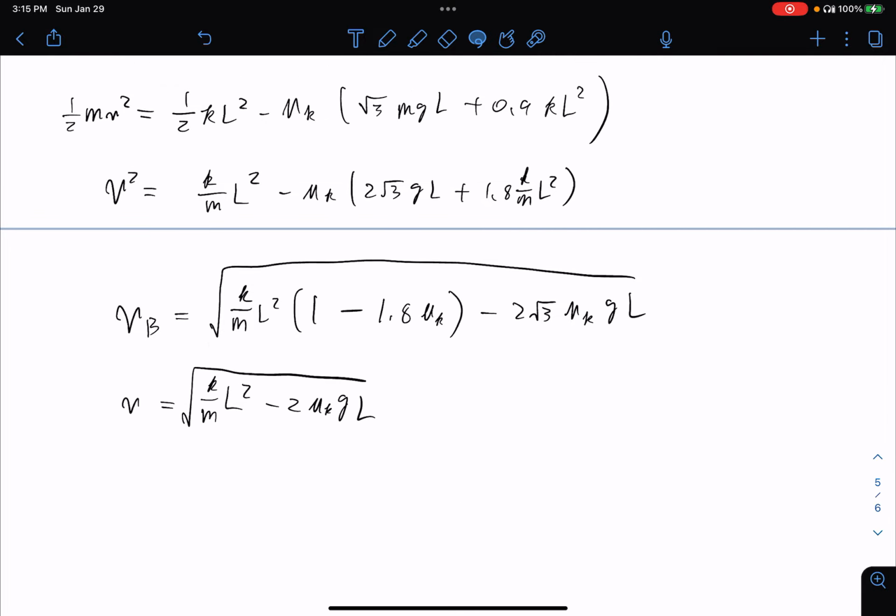We can see that when we have scenario B with the spring pushing downward, this term becomes square root 3 and is minus. So this term is already telling us the speed in scenario B will be smaller. And for the first term, we also need to subtract 1.8 times the coefficient of friction. So the first term is also going to be smaller. So overall, we can see that the final speed in scenario B will be smaller than scenario A, and the effect is important when we have a big coefficient of friction.